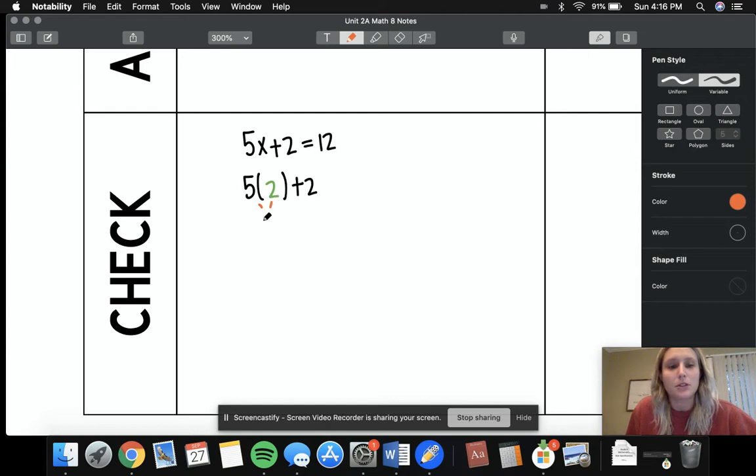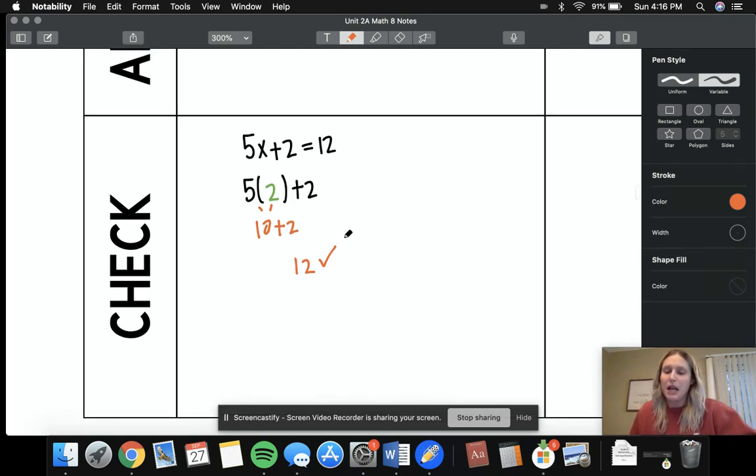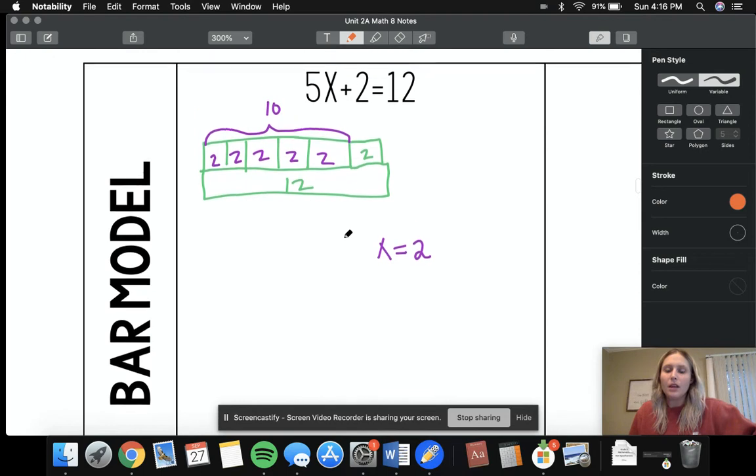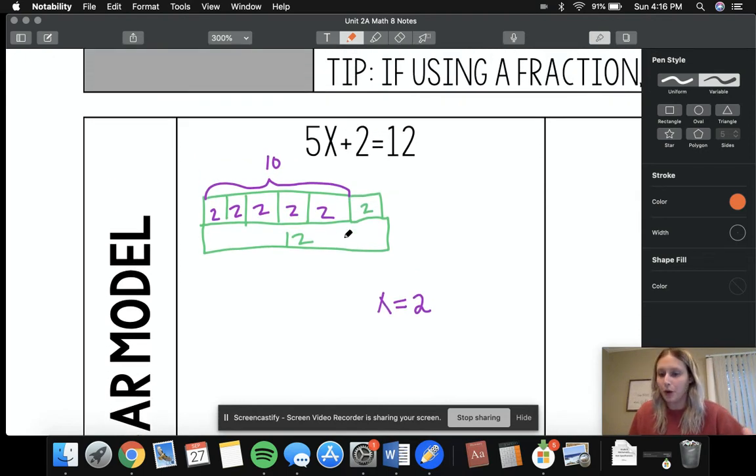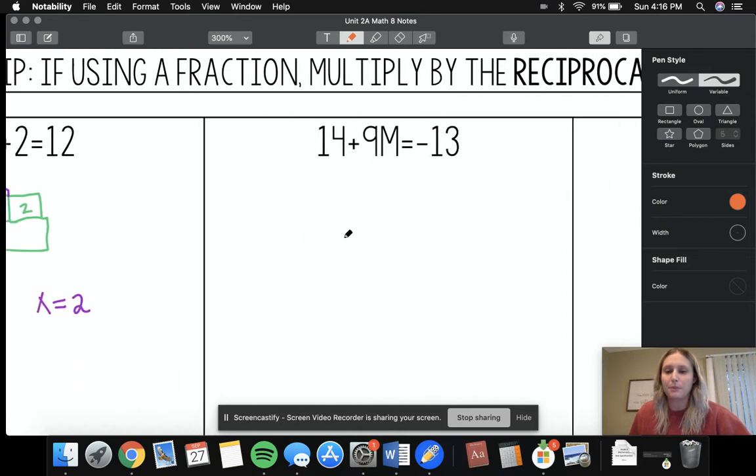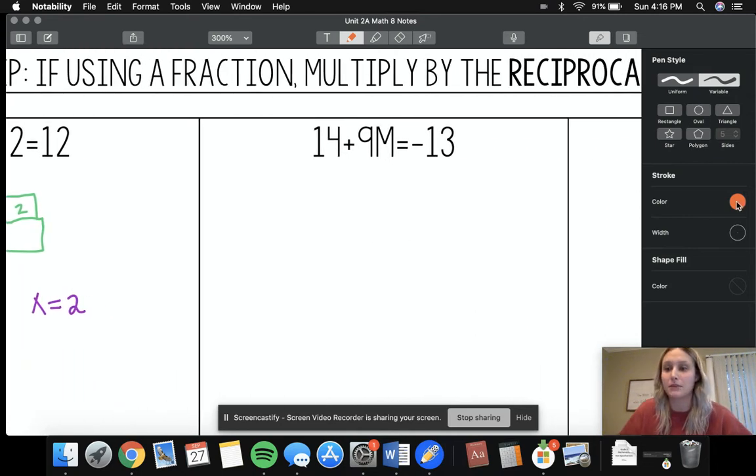So 5 times 2 is 10. 10 plus 2 is 12. I know I'm right. Okay, so those are just different ways that we can do it. Now, obviously, it could get harder with the pictures, so it is nice to know the algebraic way. All right, so now we're going to talk about some negative numbers.